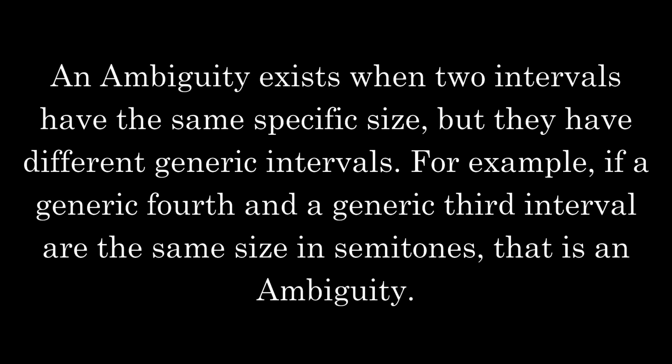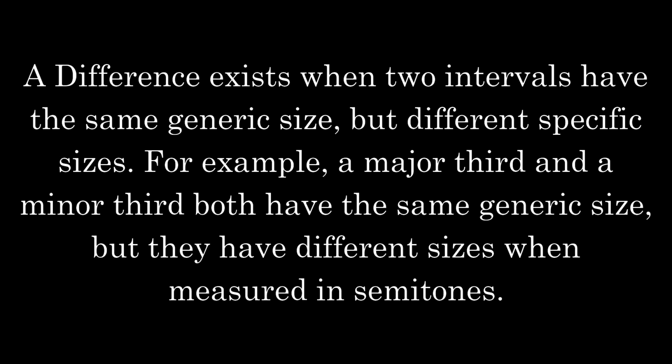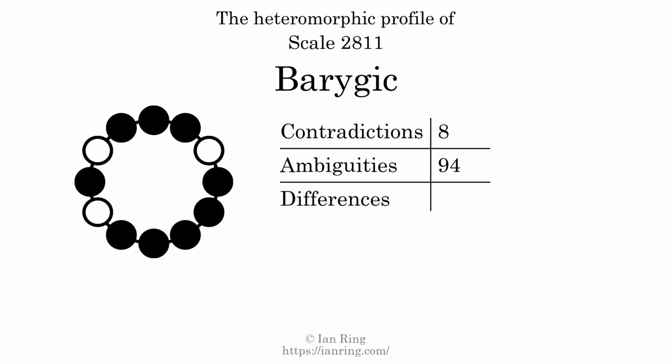An ambiguity exists when 2 intervals have the same specific size, but they have different generic intervals. For example, if a generic fourth and a generic third interval are the same size in semitones, that is an ambiguity. The number of ambiguities in this scale is 94. A difference exists when 2 intervals have the same generic size, but different specific sizes. For example, a major third and a minor third both have the same generic size, but they have different sizes when measured in semitones. The number of differences in this scale is 180.